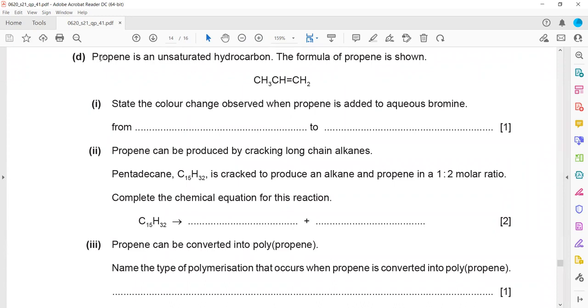All alkenes are also a homologous series. Propene is unsaturated. Unsaturated means it contains a carbon-carbon double bond. The formula for propene is CH3, CH and CH2. The color change which we observe if it is added to aqueous bromine. So it is the same question we did yesterday. Whenever we add aqueous bromine to alkenes, the original color will be orange and then it will decolorize, so it will be colorless.